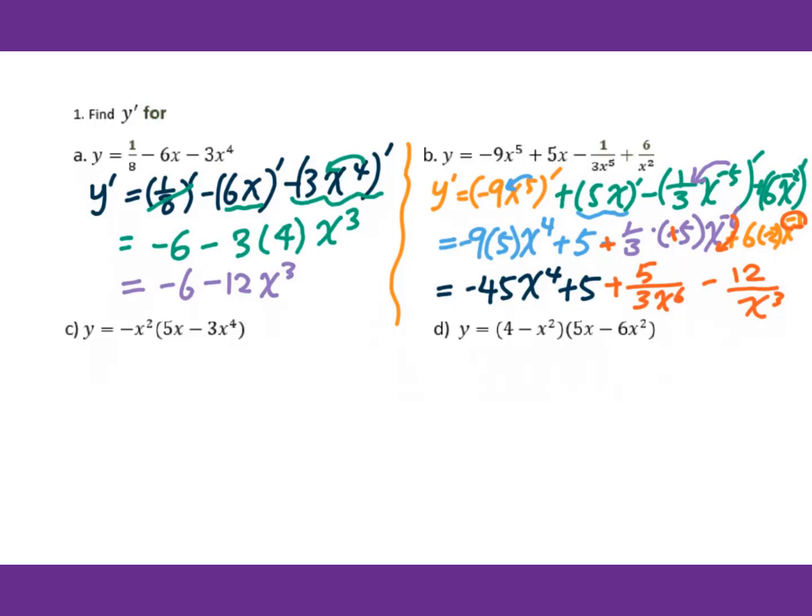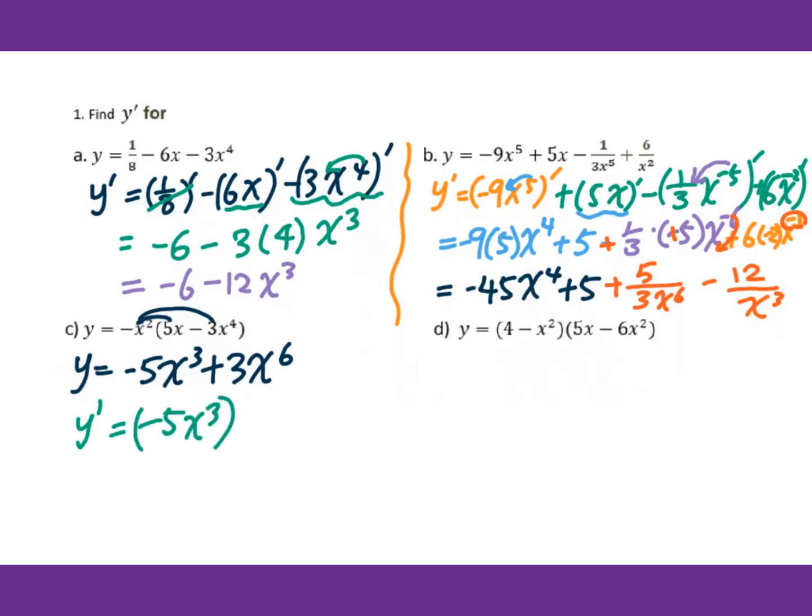Let's go to C. We do the distributive property first. You will get negative 5x to the 3rd power plus 3x to the 6th power. Then we do the derivative. Drop down, minus 1. Negative 5 times 3 is negative 15x squared. Plus, drop down, multiply: 3 times 6 is 18x to the 5th power.